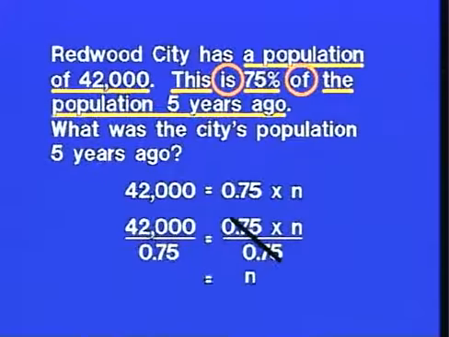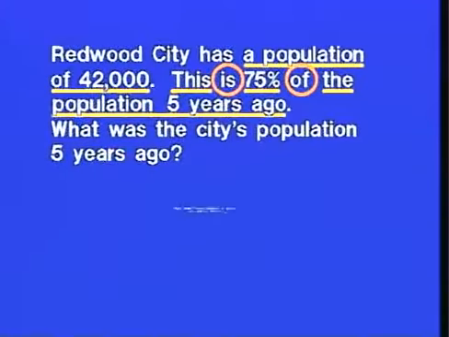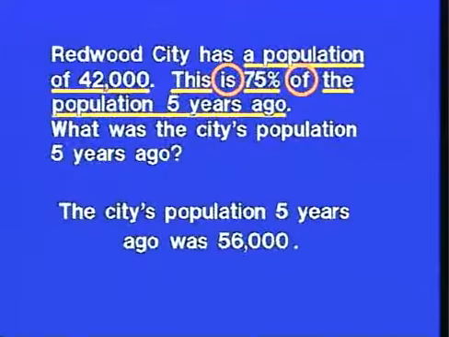And on the right we get a nice cancellation as expected. On the left, when we perform the division, we get 56,000. So the answer to the question is the city's population 5 years ago was 56,000.